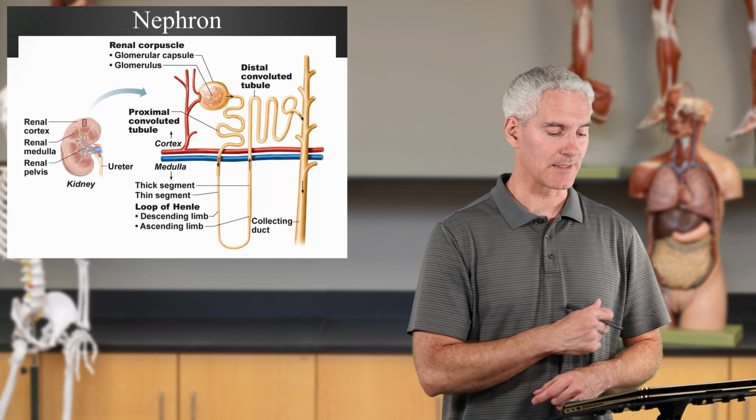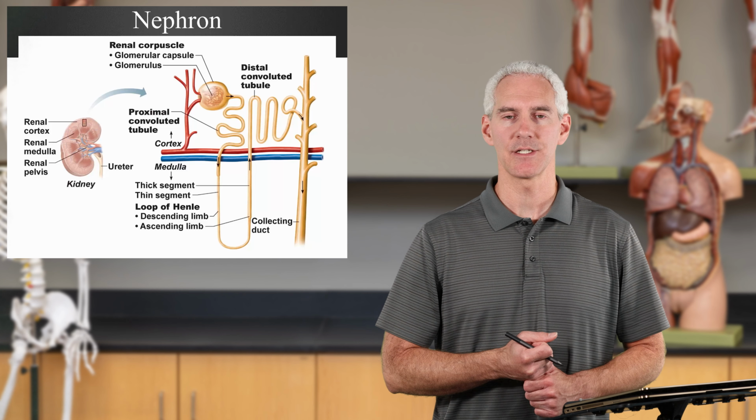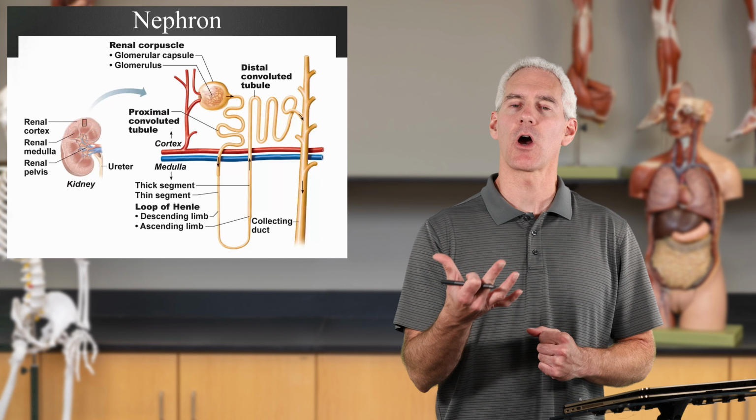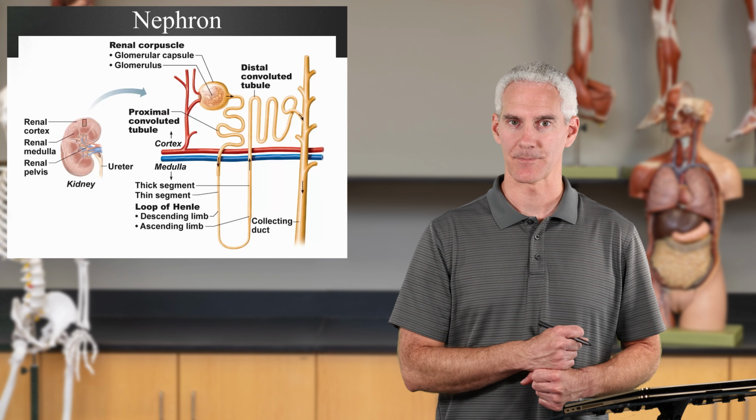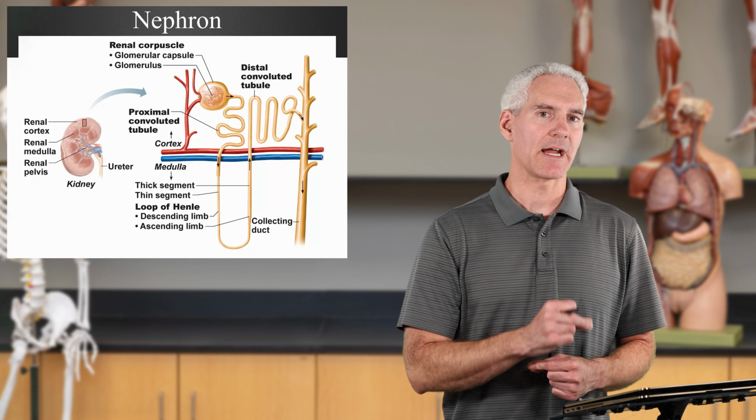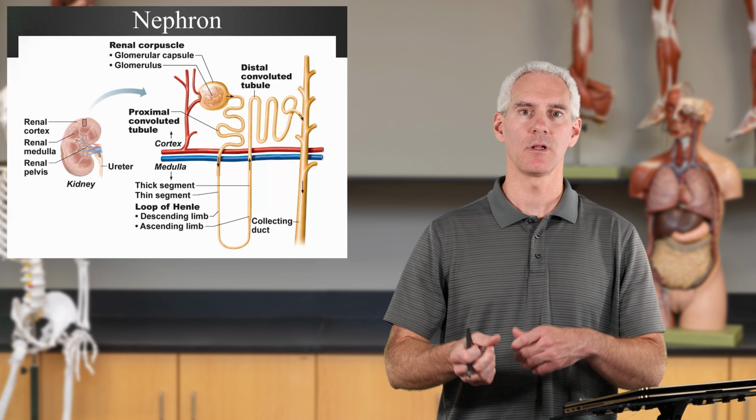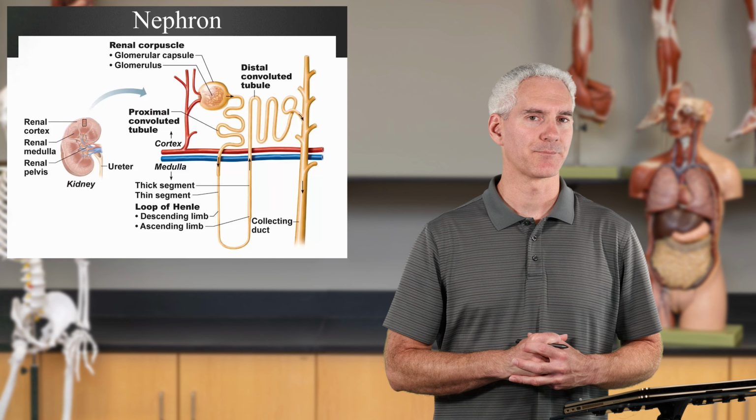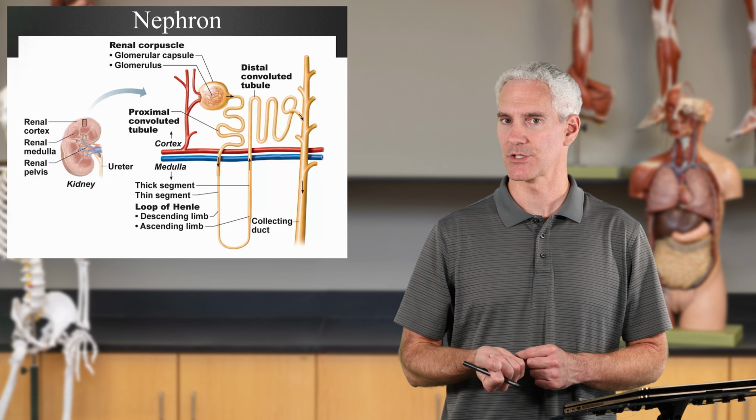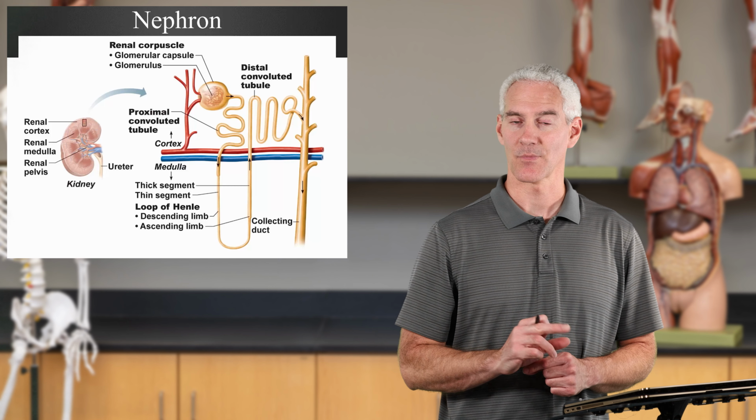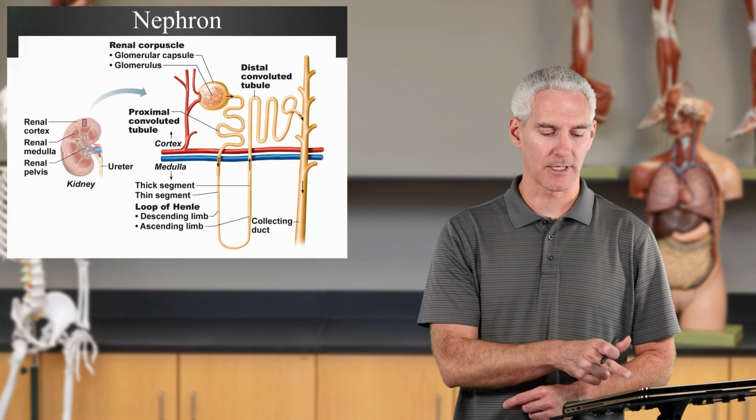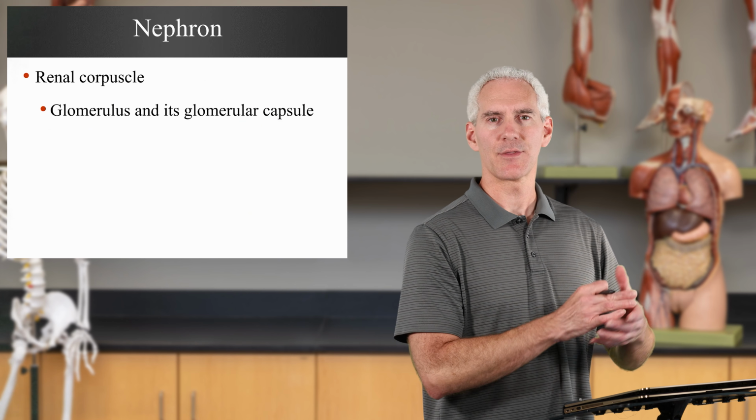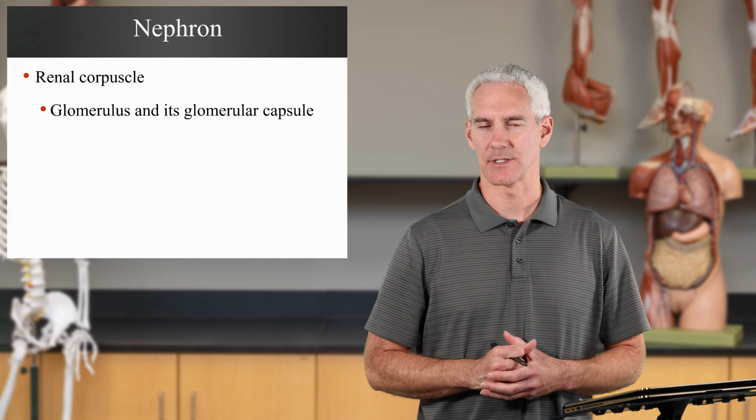From there, we continue on to the distal convoluted tubule. Distal meaning further away from. It's further away from the renal corpuscle. Now, each one of these areas, distal convoluted tubule, loop of Henle, proximal convoluted tubule, the renal corpuscle, they each have their own purposes and functions. So keep that in mind. Eventually, we'll leave the nephron and could go into the collecting duct. But let's start with that renal corpuscle first and kind of work our way back through it.